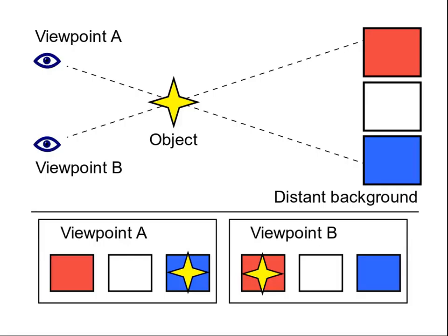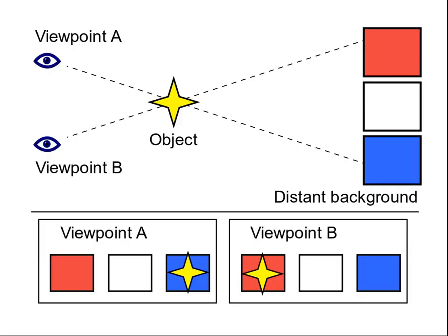But this can also cause problems if you are trying to capture an image and you're assuming that this two-dimensional image is accurately representative of a three-dimensional reality. If you're here, you have an object here, and you have a background here.